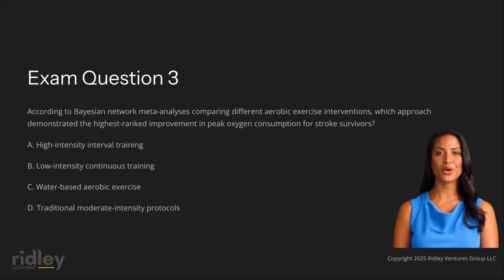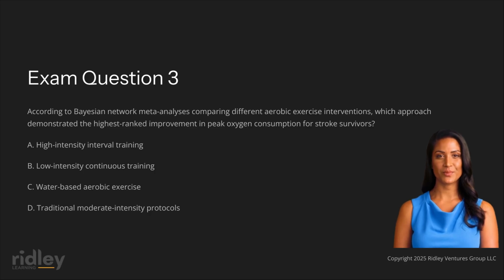Question 3. According to Bayesian network meta-analyses comparing different aerobic exercise interventions, which approach demonstrated the highest-ranked improvement in peak oxygen consumption for stroke survivors? The correct answer is A, high-intensity interval training. Rationale: network meta-analysis methodology allows for indirect comparisons across multiple intervention types, even when head-to-head trials are limited.